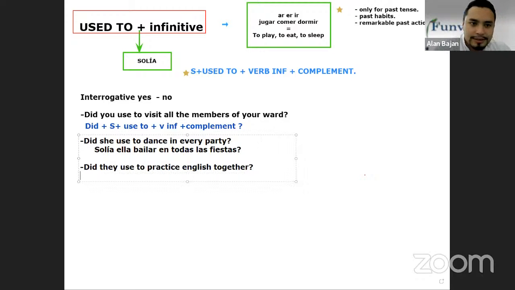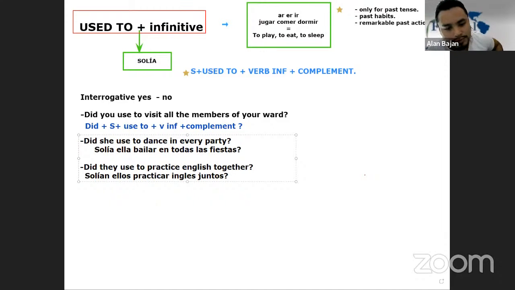What is that sentence in Spanish, class? ¿Ellos solían practicar inglés juntos? In Spanish, the structure with subject first or not subject first, it's okay. But in English, we have a structure, right? So we can say, solían ellos practicar inglés juntos. Yes, they used to practice English together. Or yes, they did. And now they're married.